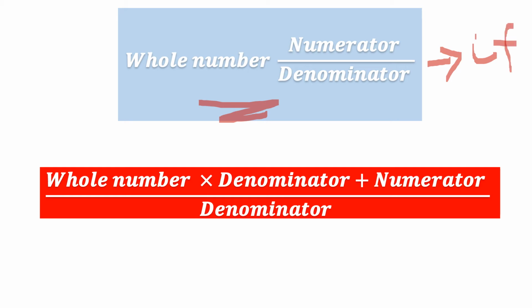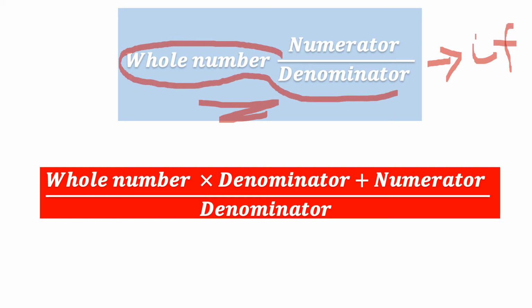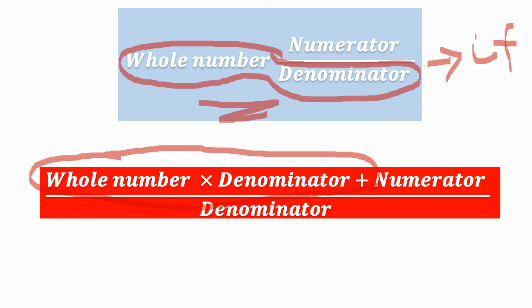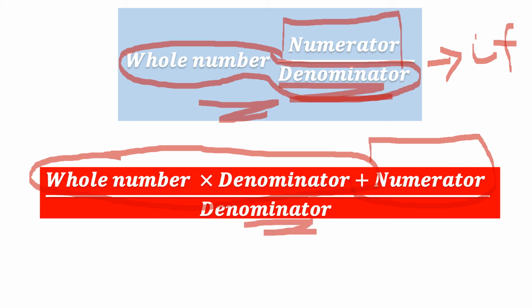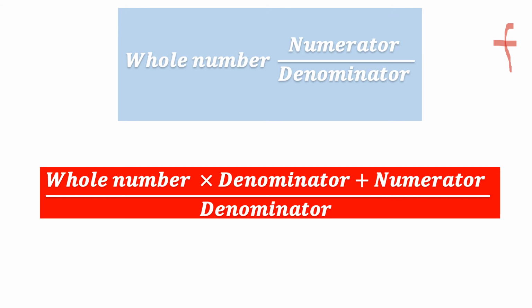First I take the whole number and the denominator and I multiply them, right? So whole number into denominator. And then I take the numerator and I add it. And the denominator remains the same denominator, right? So that is what we have done here. You can see here clearly: first the whole number into denominator, then I take the numerator and I add it, and then the denominator remains the same. So this is the formula for conversion of a mixed fraction into an improper fraction, okay?